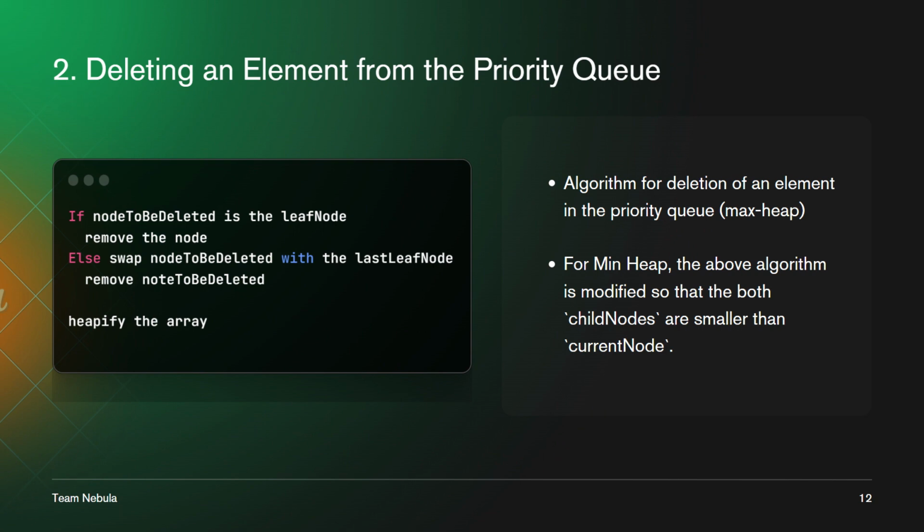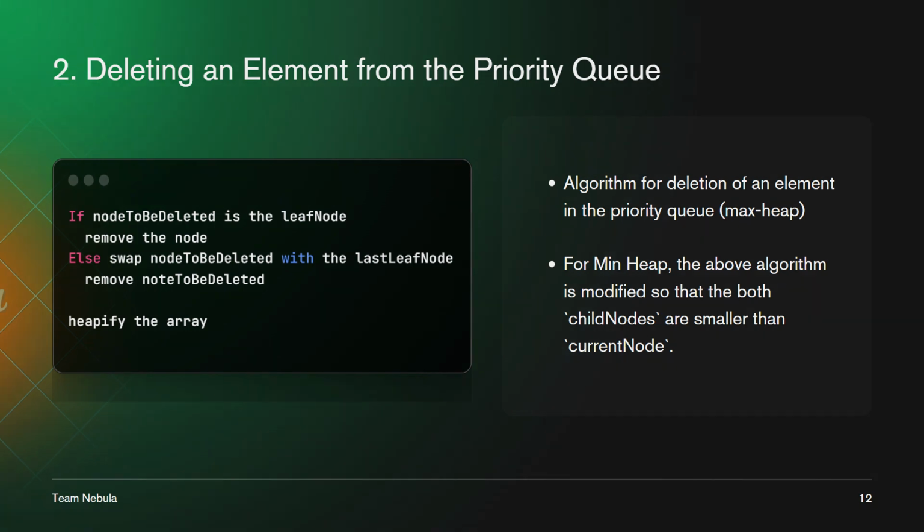Algorithm for deletion of an element in the priority queue max heap. If the node to be deleted is a leaf node, remove the node. Otherwise, swap the node to be deleted with the last leaf node, then remove the node to be deleted. Finally, heapify the array. For min heap, the above algorithm is modified so that both child nodes are smaller than the current node.